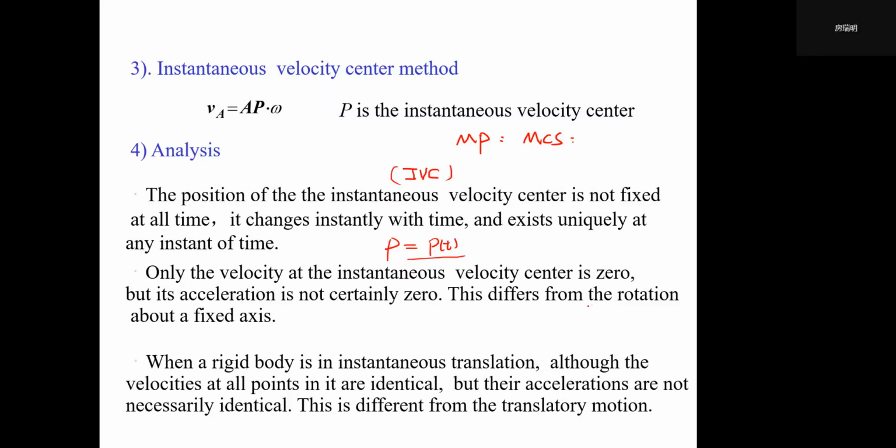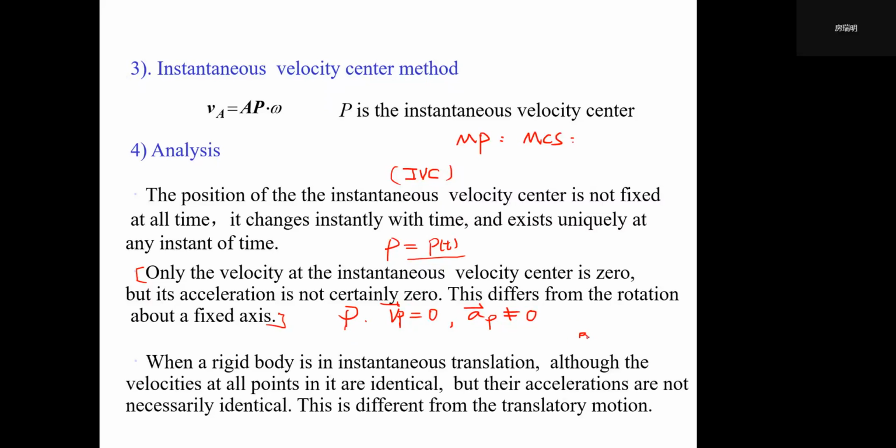This differs from the rotation about a fixed axis. Maybe you guys don't know what these paragraphs are talking about. Actually, it tells us if a point P on the plane figure is the IVC at this time moment, then its absolute velocity Vp will equal 0, but its absolute acceleration Ap in many cases is not 0, right? So it tells us its acceleration is not certainly 0, 不一定是0, right? This differs from the rotation about a fixed axis.